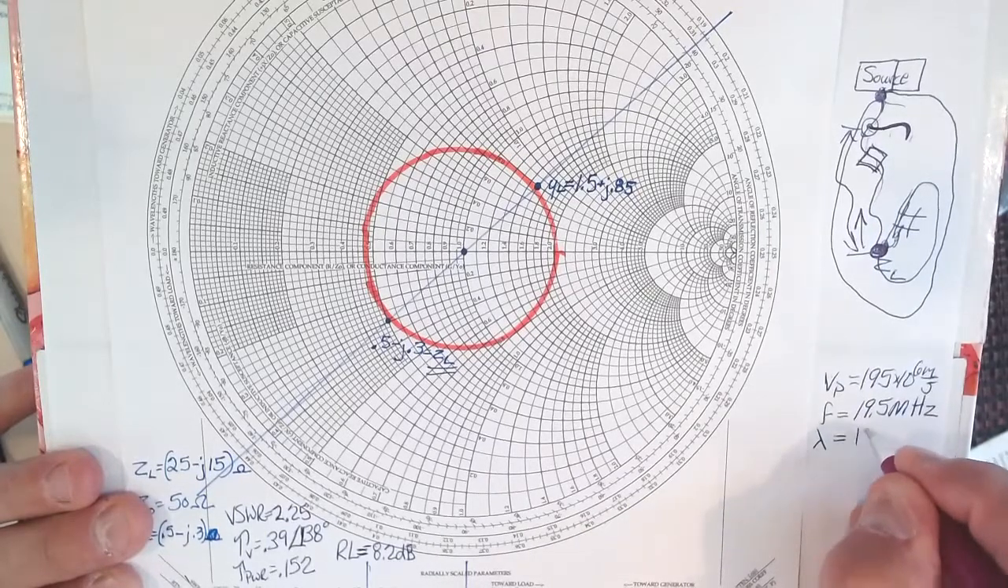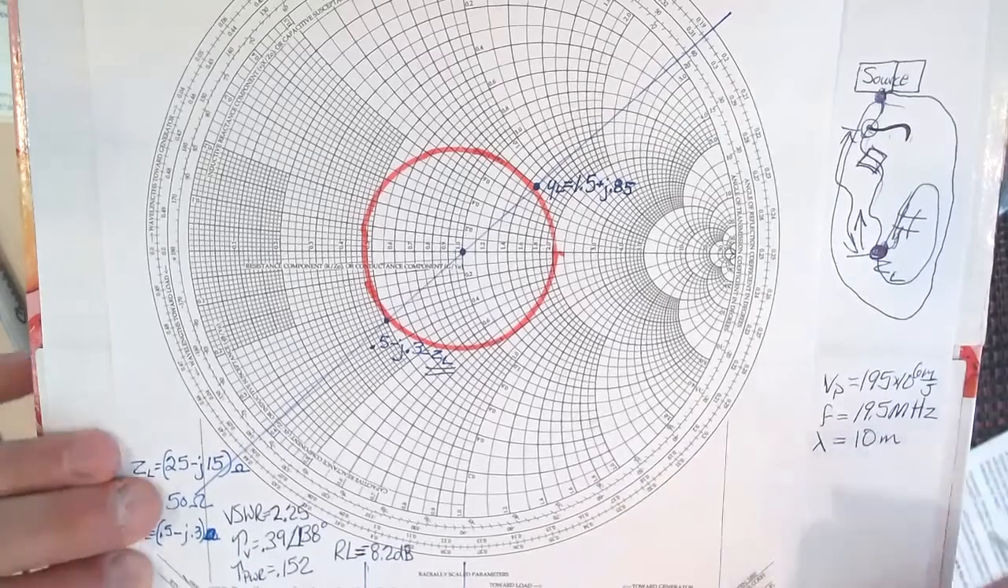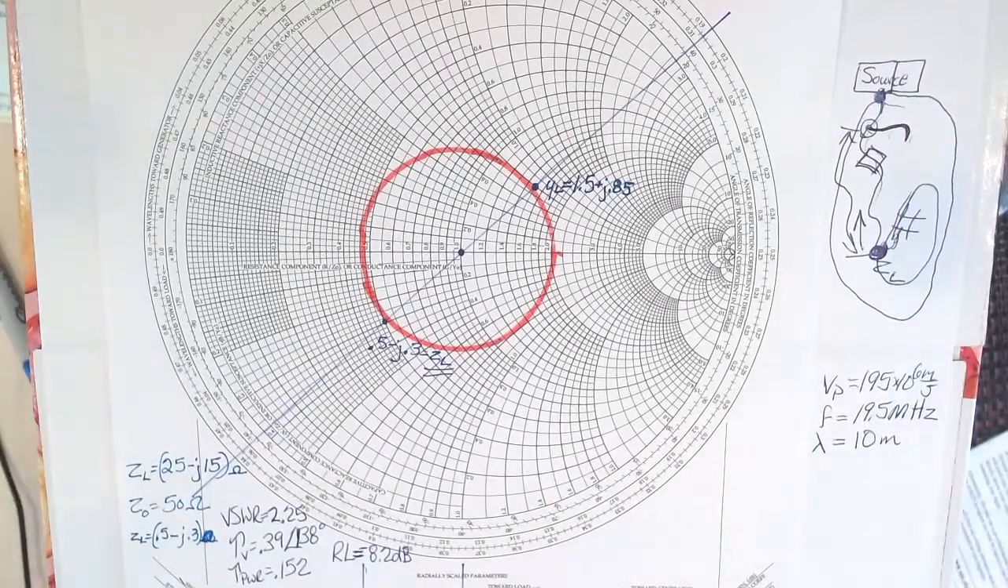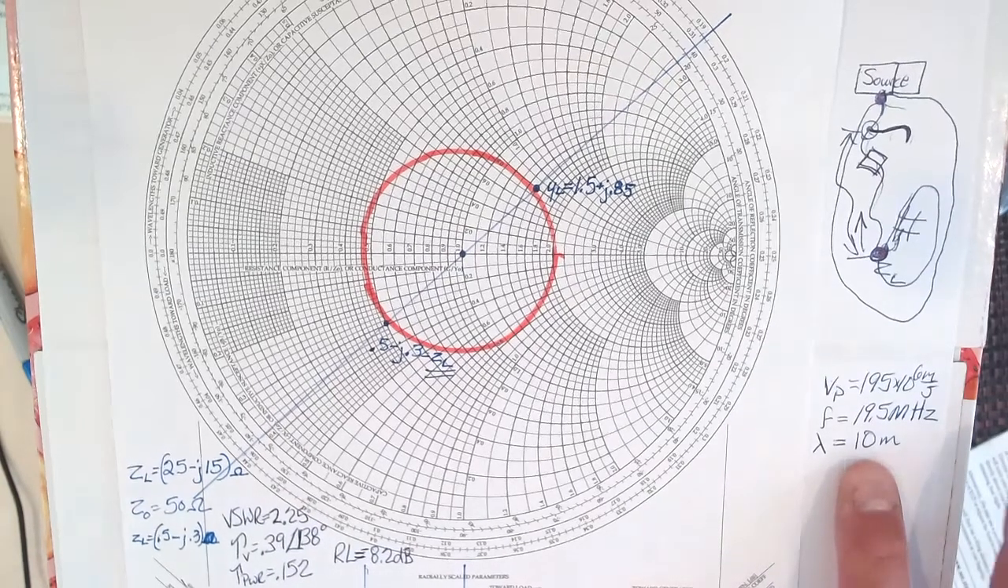I think everybody can see my wavelength would be 10 meters, wouldn't it? Right? Because F times lambda equals my velocity of propagation. So my wavelength would be 10 meters.